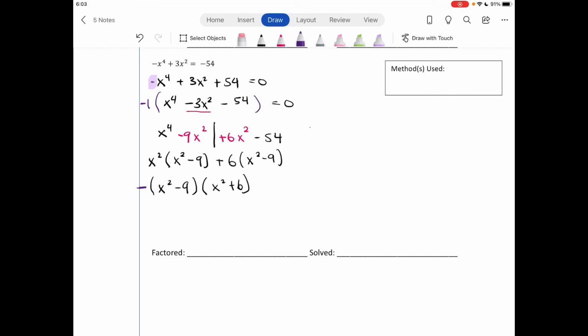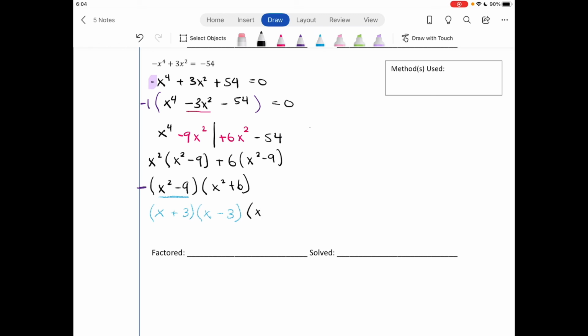Now, we want to check again to see if we could go further. Whenever there are two terms separated by subtraction, we should always check to see if we can use the difference of squares. Since both x squared and 9 are perfect squares, we can apply the difference of squares formula, which tells us the square root of the first plus the square root of the second times the square root of the first minus the square root of the second.